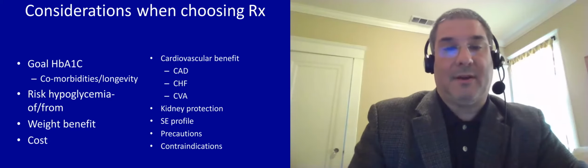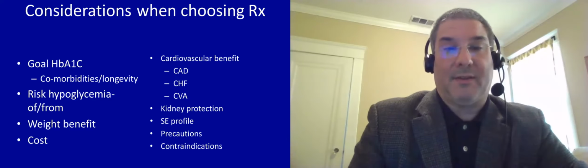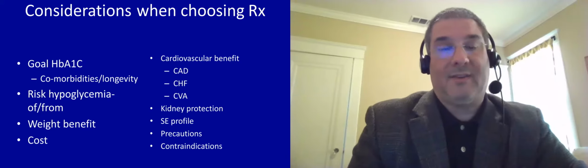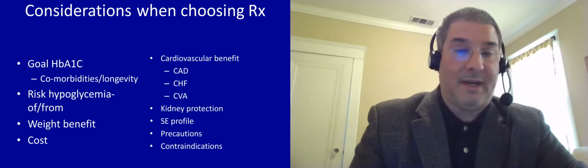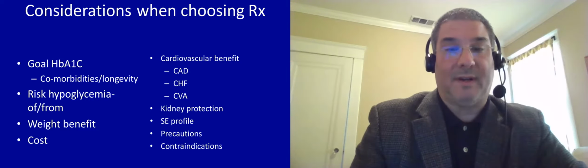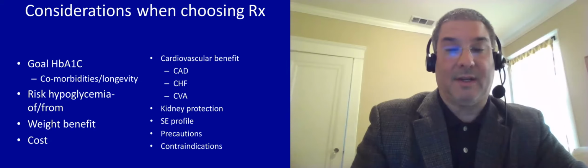And then when we start thinking about our newer agents, and you're going to hear about this from my colleague later this morning, let's think about the cardiovascular benefits that we derive from some of our newer agents. These are non-glycemic benefits. In other words, in trials, these agents showed reduction in cardiovascular risk independent of blood sugar control. So heart disease, heart failure, potentially stroke, and actually now with new data, protection of the kidney, so prevention of progression of nephropathy. Think about your side effect profiles, think about precautions in each of your patients, and think about contraindications.